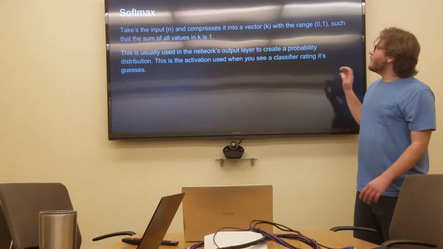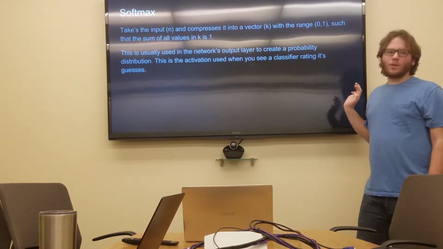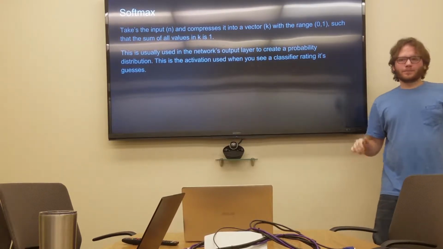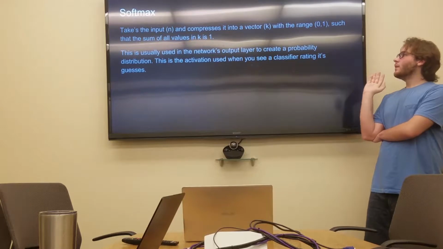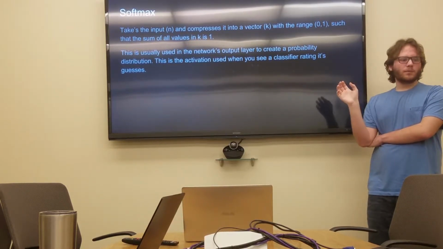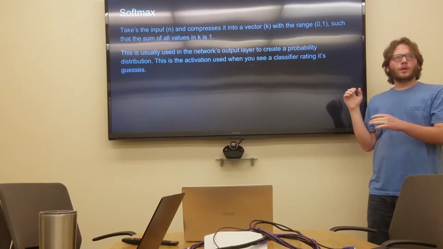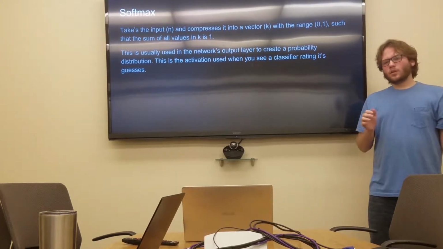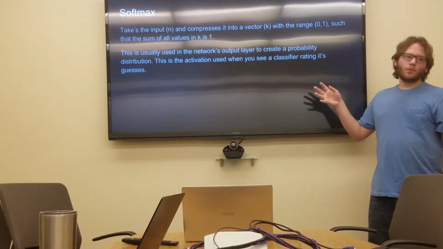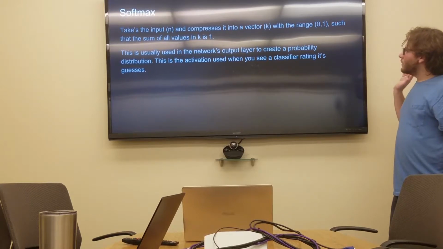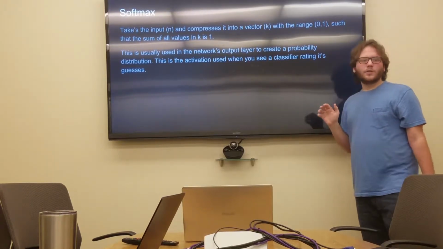Softmax. This is almost always just put on at the end, in the last layer. That is because what this can do is take your output and squish it into a probability distribution. It's all going to be less than 1 and add up to 1.